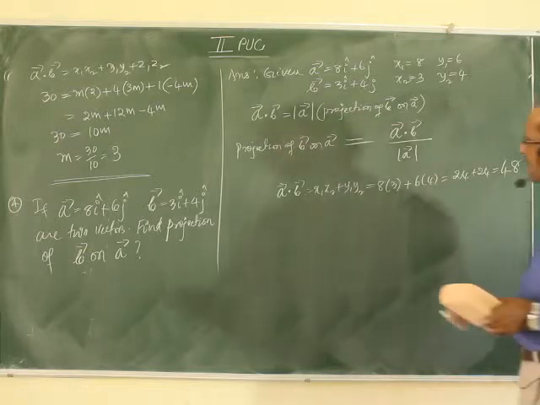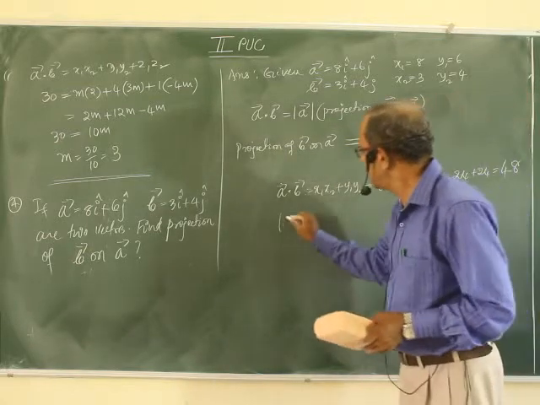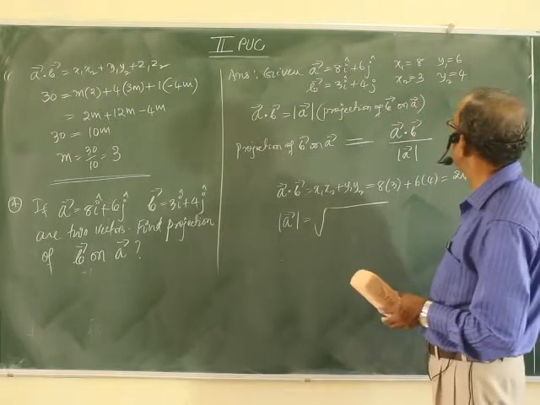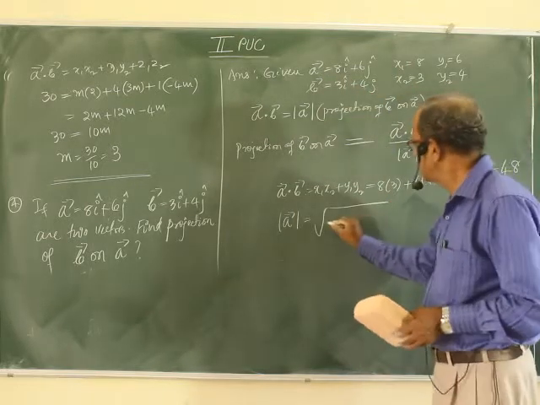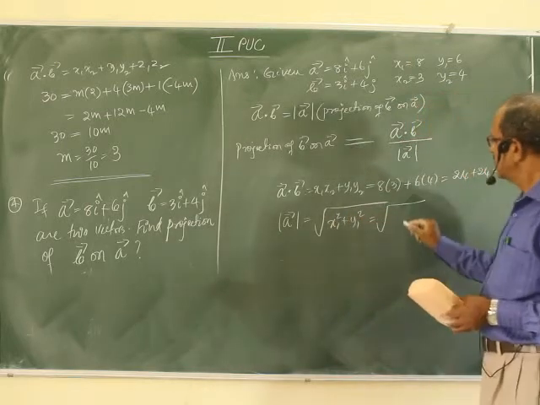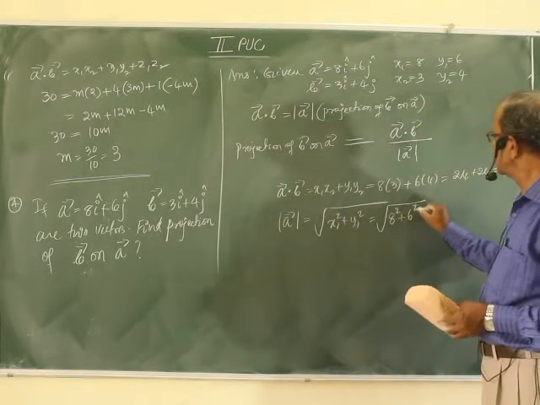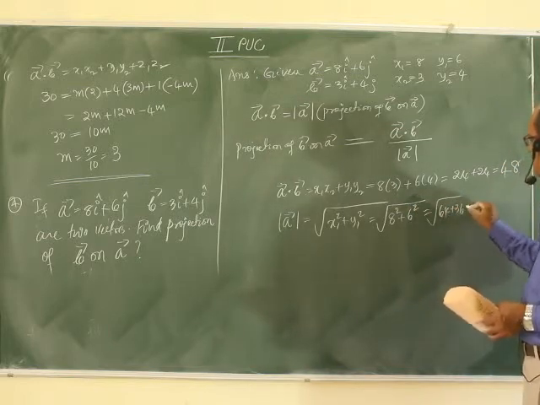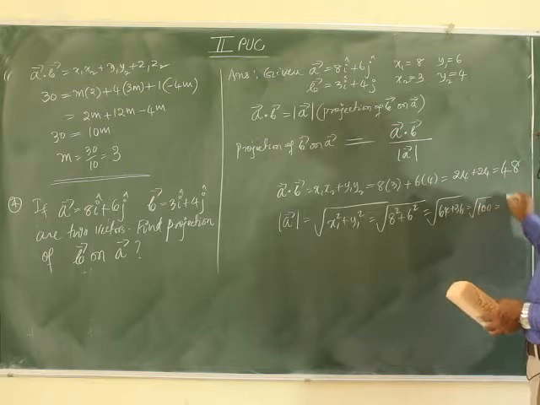Next, mod A, root of x1 square plus y1 square. 8 square plus 6 square, 64 plus 36, root 100, 10.